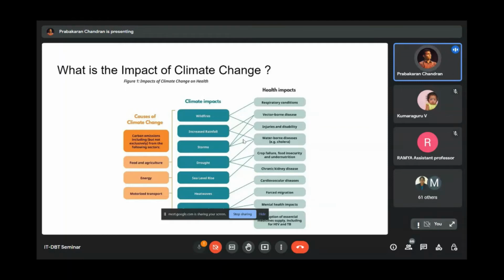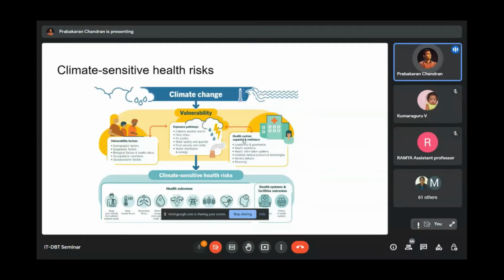right? So that will lead to two things. One is awareness, and another one is policy change, right? So due to climate change, there are a few sectors of the community that are vulnerable. The factors are demographic factors, geographical factors, biological and health status, socio-political conditions, and socio-economic conditions. So all these factors are going to be impacted.